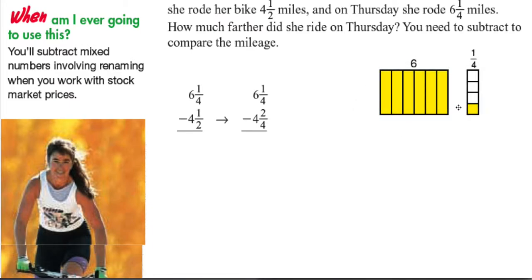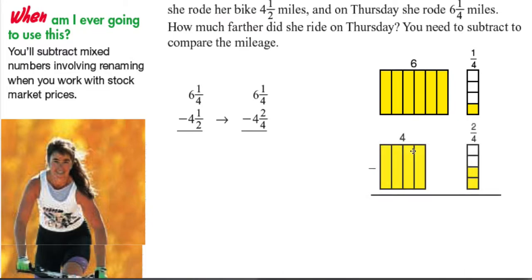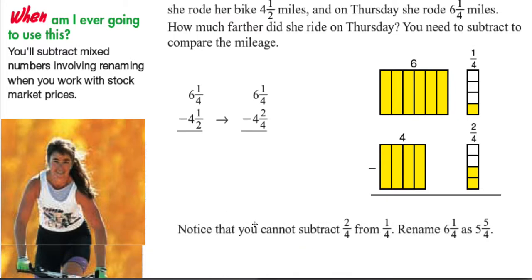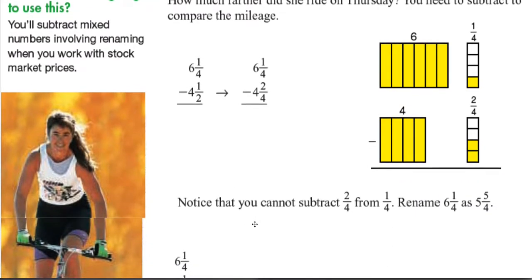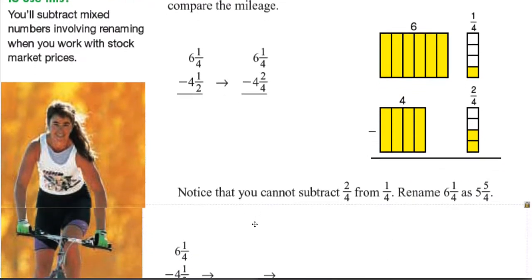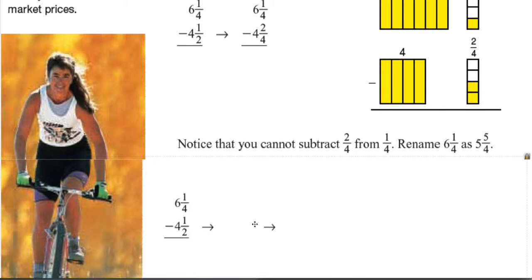So you have 6 1/4 right here, and you want to subtract 4 2/4. If you only have these two fractions, it is going to be physically impossible for you to subtract 2/4 from 1/4. You cannot subtract 2/4 from 1/4. We need to rename 6 1/4 as 5 5/4.